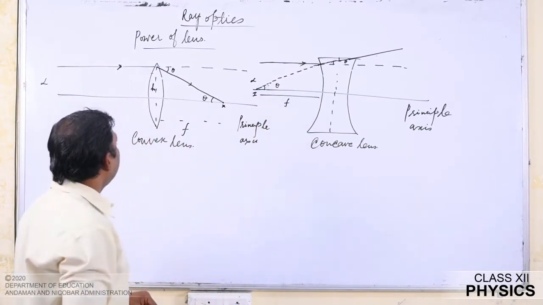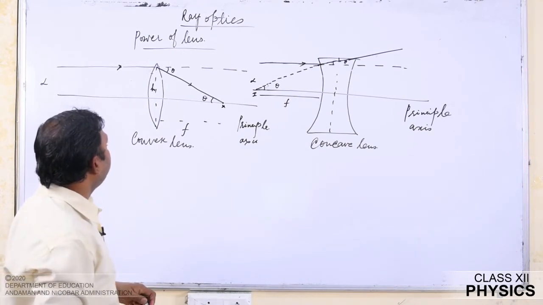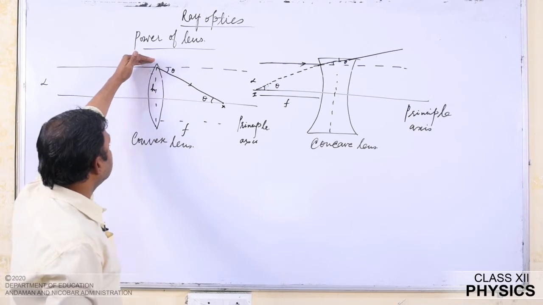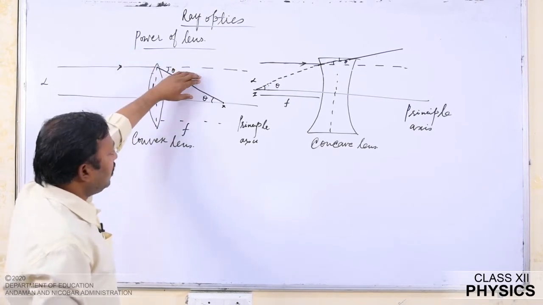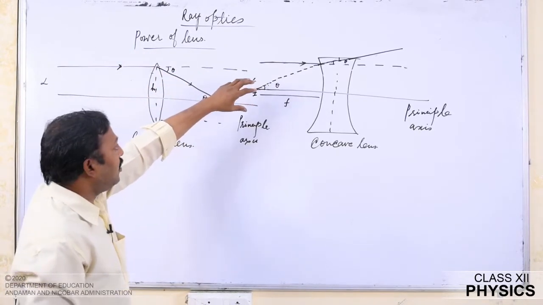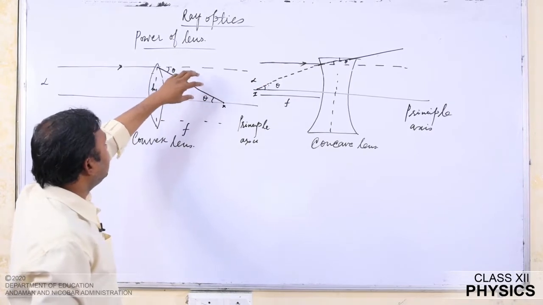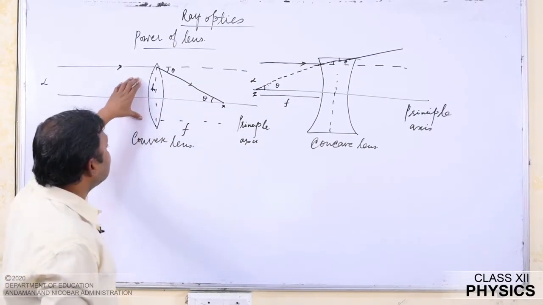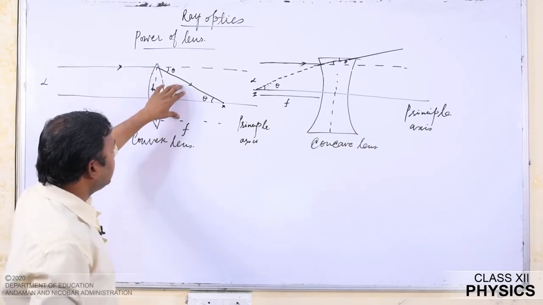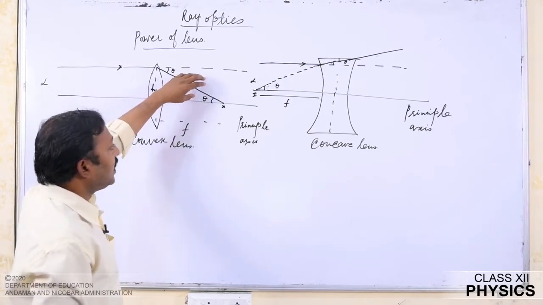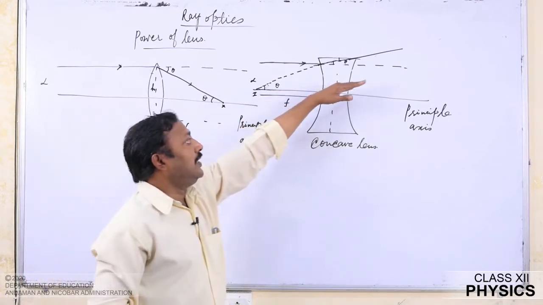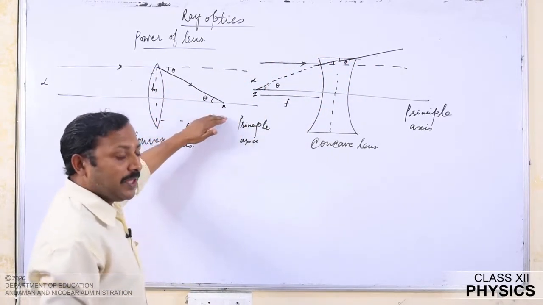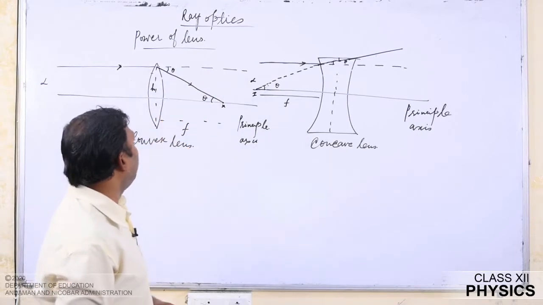So, the power of a lens may be defined as the extent to which a beam of incident light converges or diverges, depending upon the nature of the lens, is said to be the power of the lens. Or the power of a lens is the ability of the lens either to converge or to diverge the beam of rays falling on it to form the image.